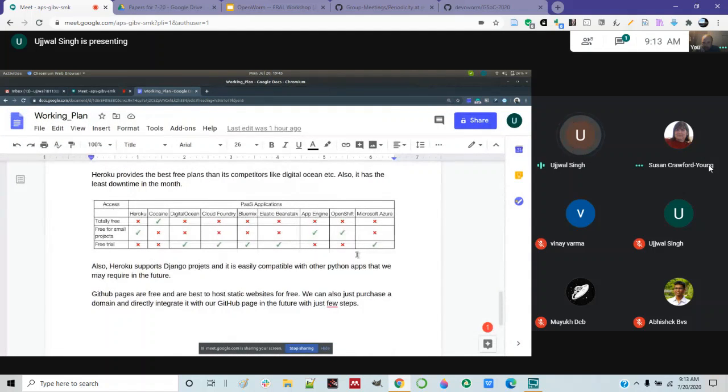Yeah. So these are the different platforms that provide us services and what kind of service they provide. Only Cocaine is the platform that provides totally free access, but it is very new. And I have never worked on it, so I can't say what the downtime is and all these things. I have to search a little bit about it.